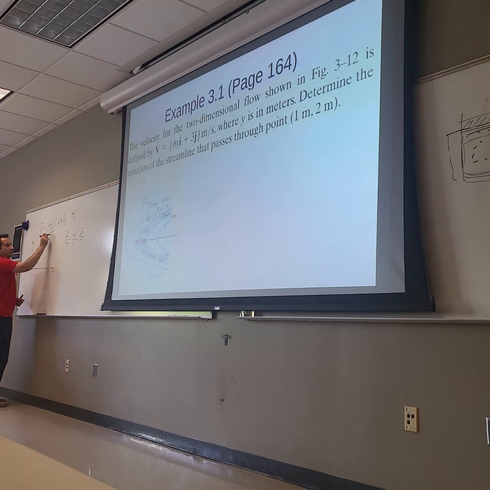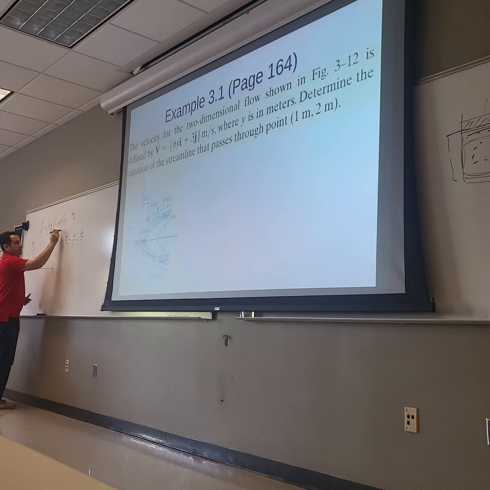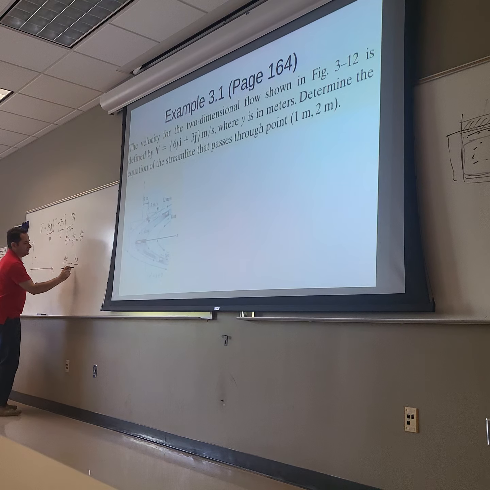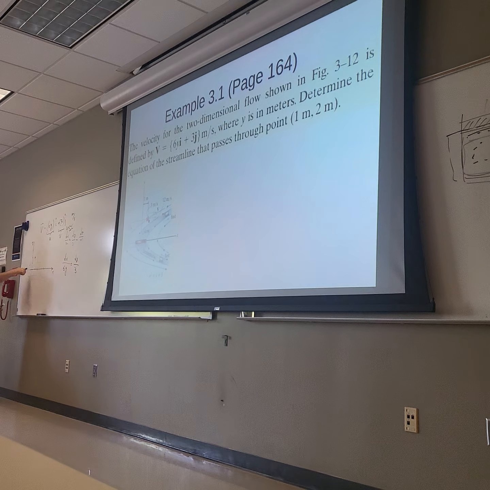What's my u? 6y. v is 3, w is 0. There is no k component, right? In the midterm, I may give you the k component. Let's put it in here. So you have dx over u, 6y, is equal to dy over v, 3, is equal to dz over w, 0. You don't even need to solve it because it's just perfectly 2D. That means in the z direction, we have exactly the same pattern. Nothing is changing in z.